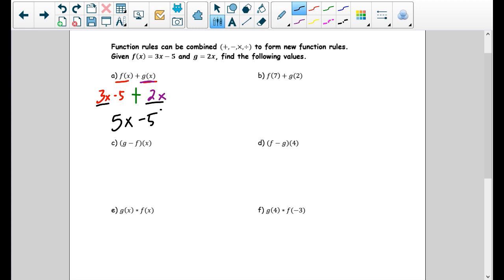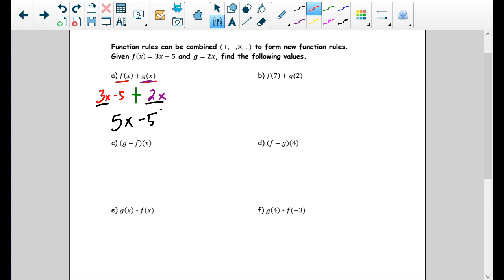Now, that's if they had wanted it with x's. If they want it with numbers, it's a little different. Okay. So with the numbers, you can do it one of two ways. You can kind of combine it like we did over here on A, and then take this 5x minus 5. So we still have f of x plus g of x. So now we just have f of 7 plus g of 2. So we can combine them first and then plug our number in.